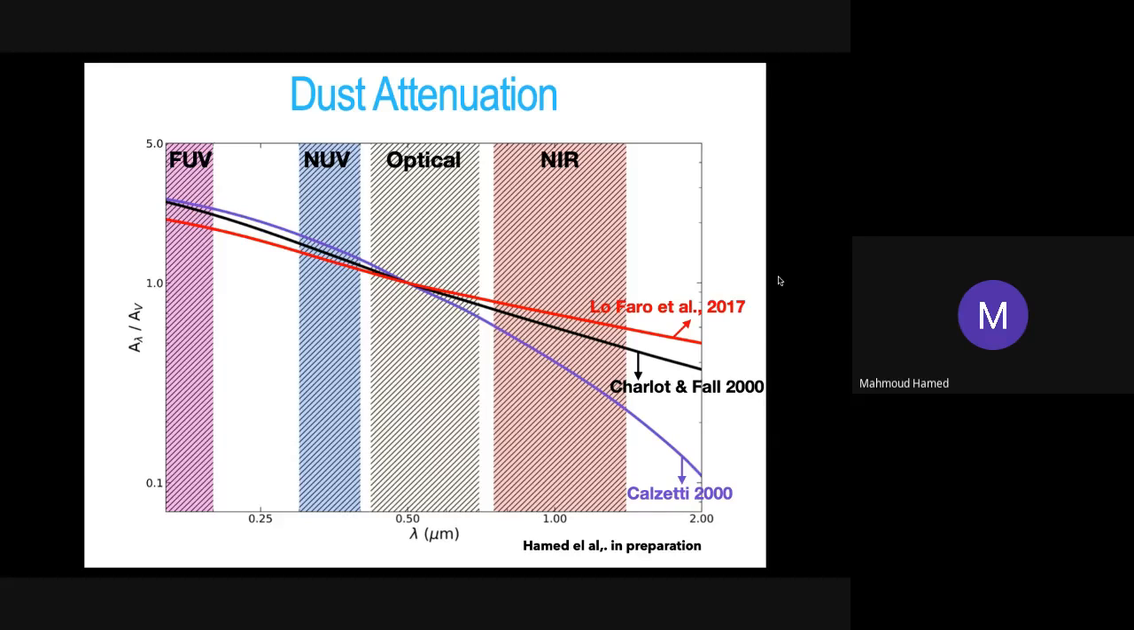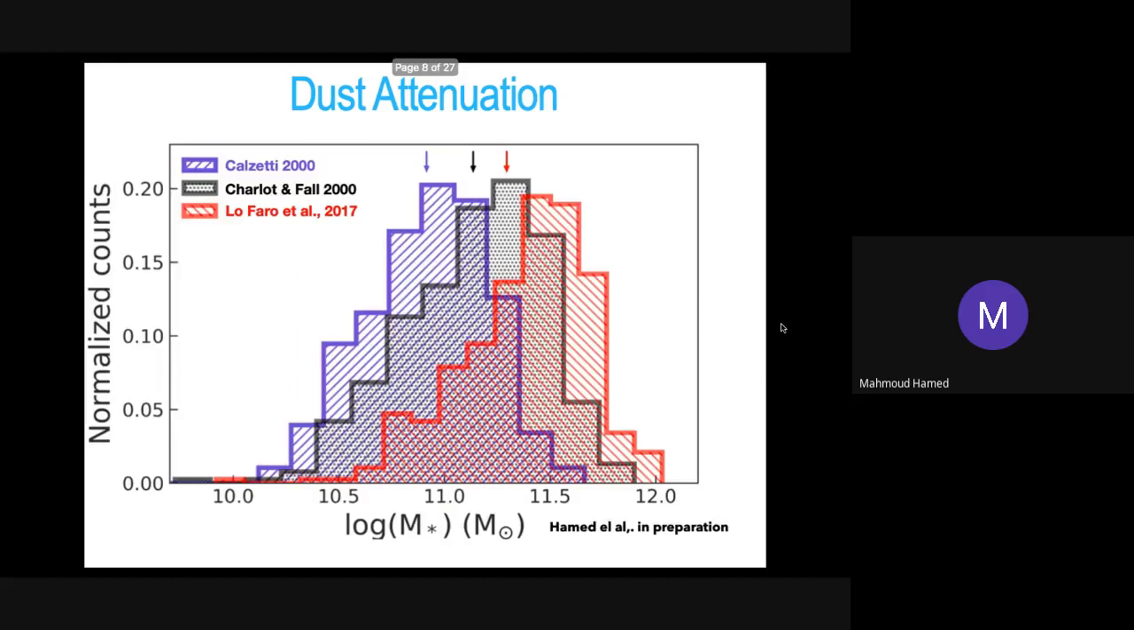So here you see the difference between the 3 attenuation curves. And you can see how Charlot and Fall and Lofaro are shallower than Calzetti at higher wavelength around the near infrared, which will allow a fraction of the older stellar population to be attenuated.